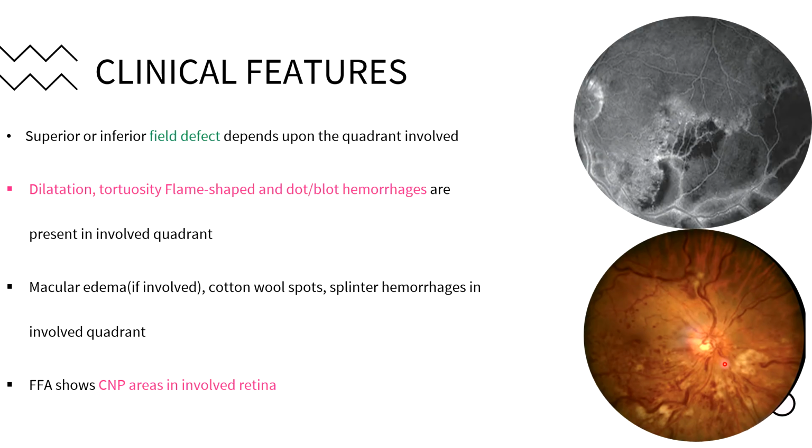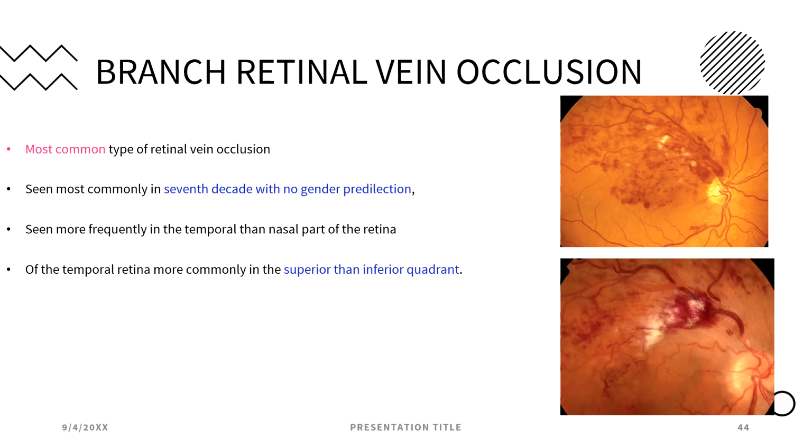Macular edema, cotton wool spots, and splinter hemorrhages are seen in the involved quadrant. FFA shows a capillary non-perfusion area in the involved retina.